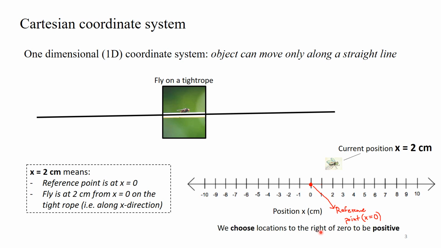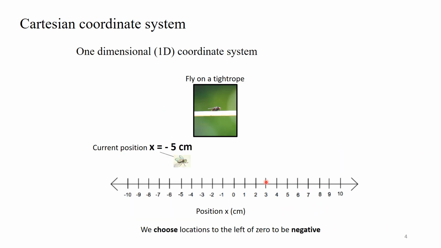Okay, so we choose locations on the right to be positive, that's the convention, and we choose locations on the left to be negative. So values on the right of the reference are positive, values on the left of the reference are negative. Here's an example of a negative value for x. We have this fly at x equals -5, which means it's on the left of the reference point at a distance of 5 units from the reference point. So again, the directions are important. Positive and negative directions tell you where the positions are with respect to the reference point.